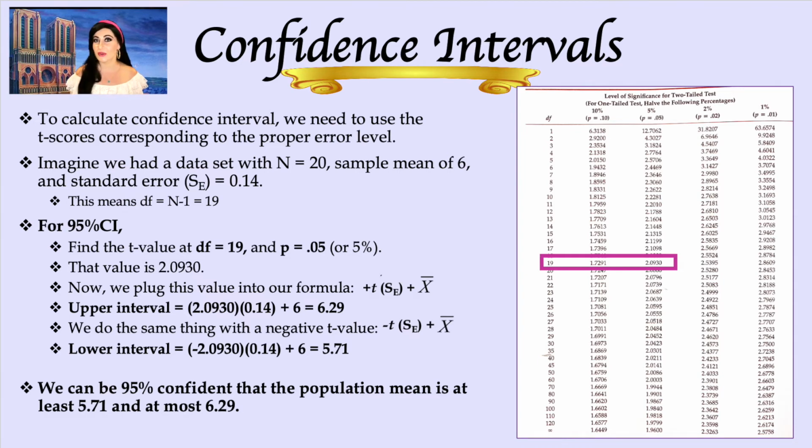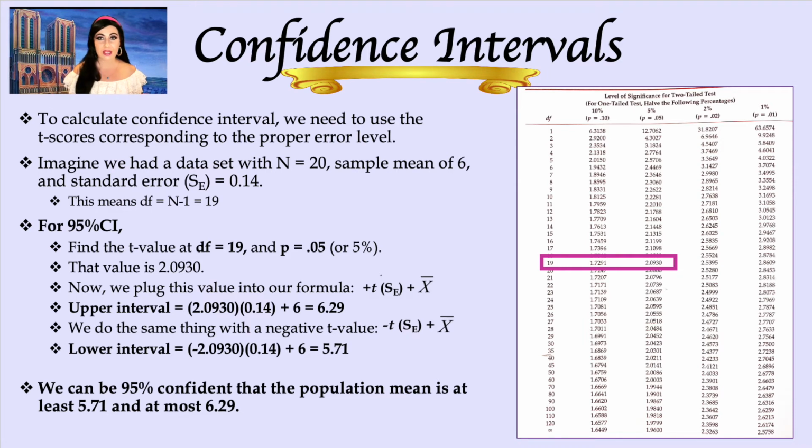And again, the reason we're doing this is to calculate the score that's going to be below the mean to represent the lower interval of our confidence range. So if I plug in these numbers to the formula, I will use negative 2.0930 times 0.14 plus the mean of 6, and I get 5.71. So we can see that 5.71 is below the mean, 6.29 is above the mean, reminder that the mean was 6, so we can be 95% confident that the population mean is at least 5.71 and at most 6.29.